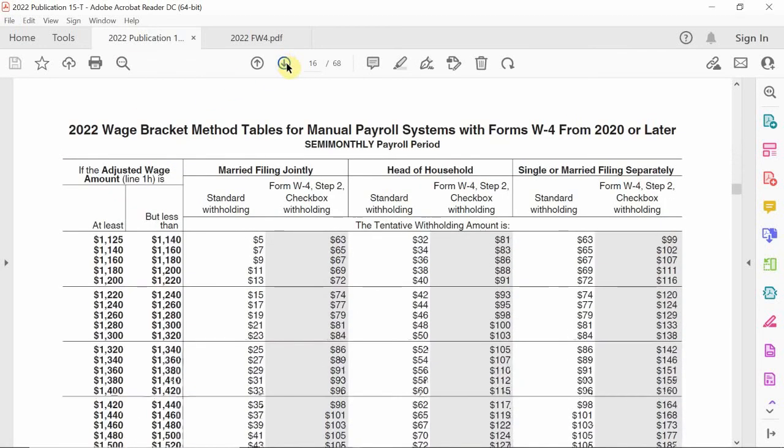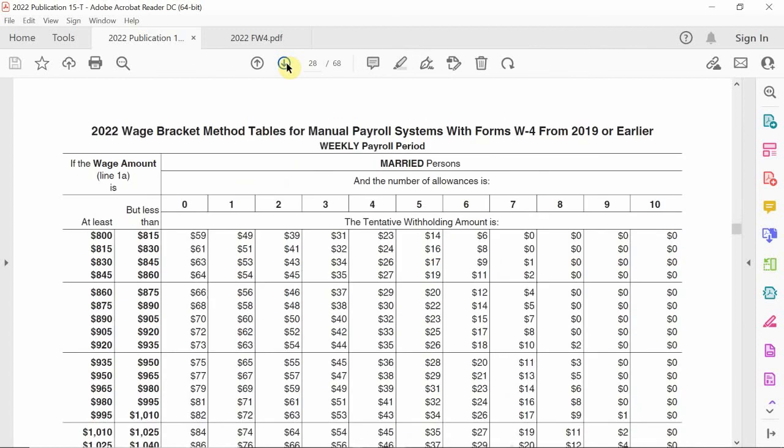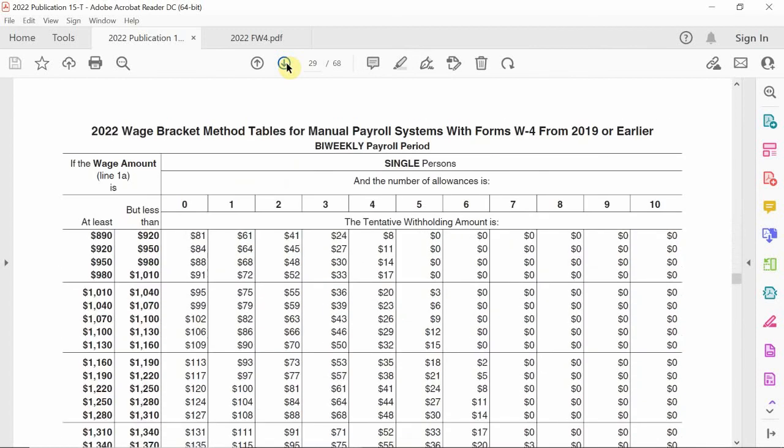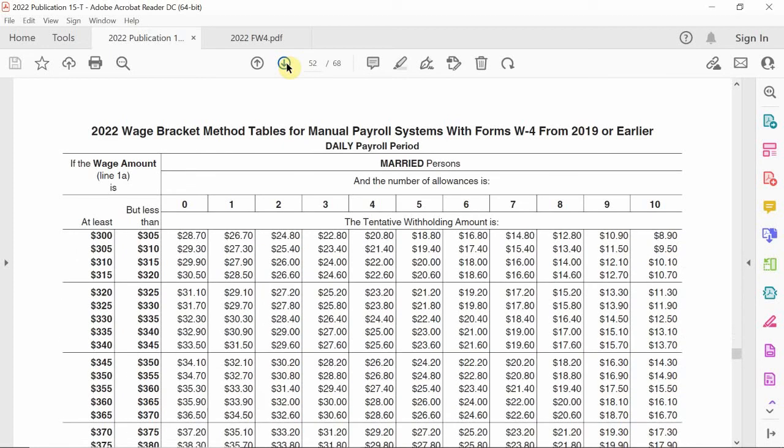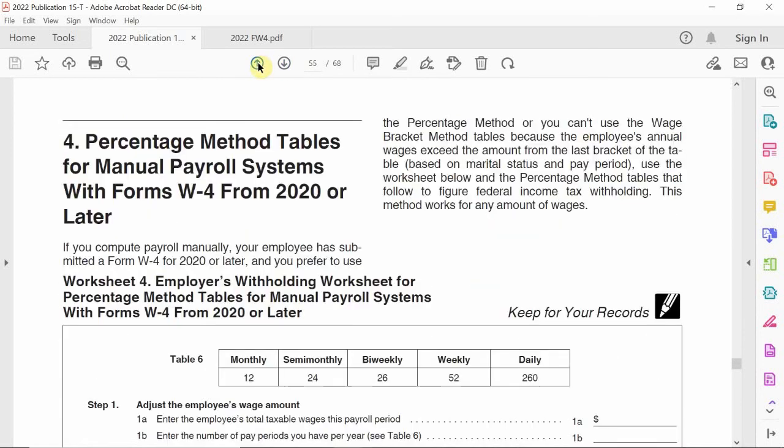So this is the bracket method. We're not going to use the bracket method because it's very easy. You just determine what it is and then find the location, and then you'll be able to find it. Okay. And then here, this is the tax table you're going to be using. You're going to be using the percentage method. So I'm going to teach you how to use the percentage method for manual payroll systems, okay? With individuals who file the W-4 form for 2020 and later.